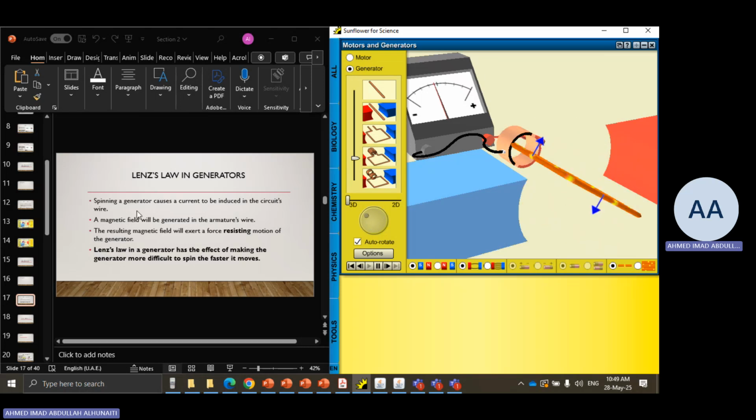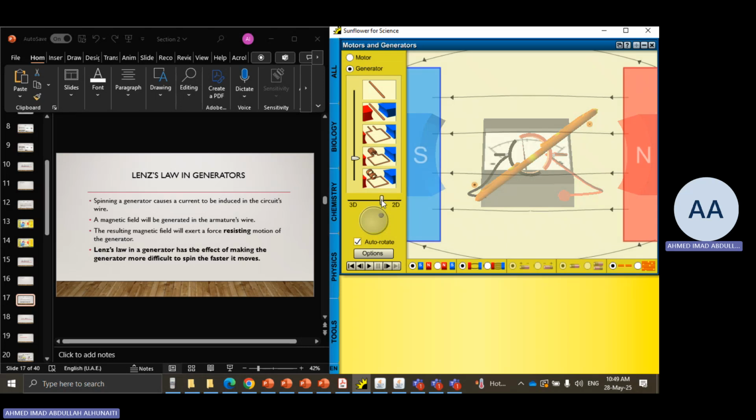So this is a generator. Spinning a generator causes a current to be induced in the circuit's wire. As we're moving this generator, we have relative motion between a wire and a magnetic field, which will induce an EMF. A magnetic field will be generated in the armature's wire. So let's pause just for a second and see what's going on.